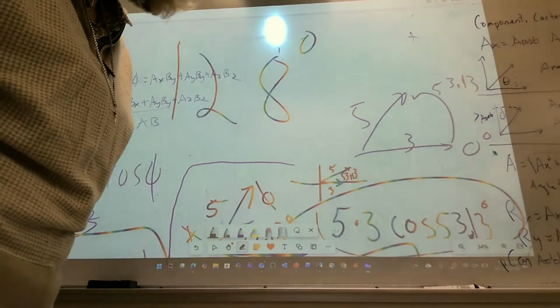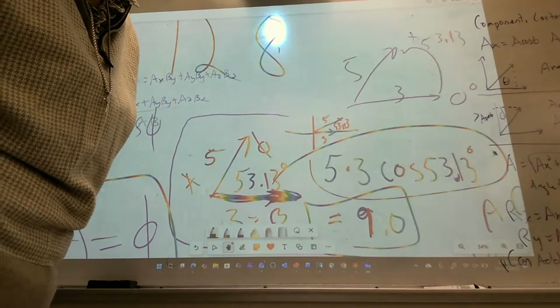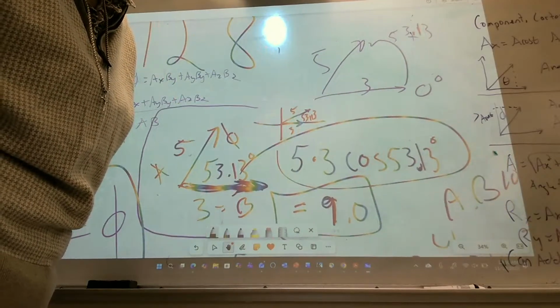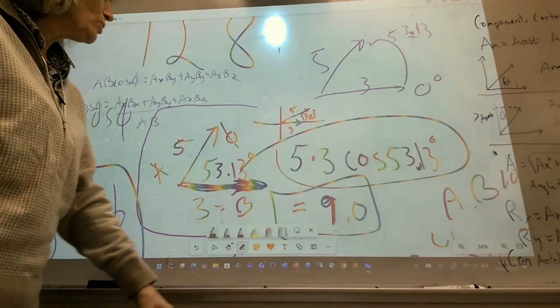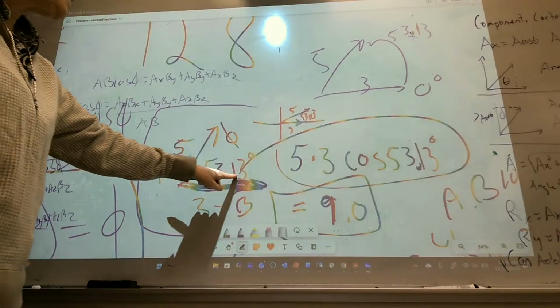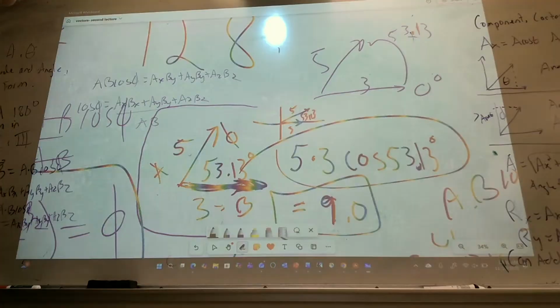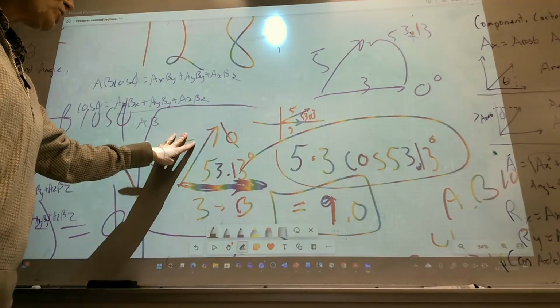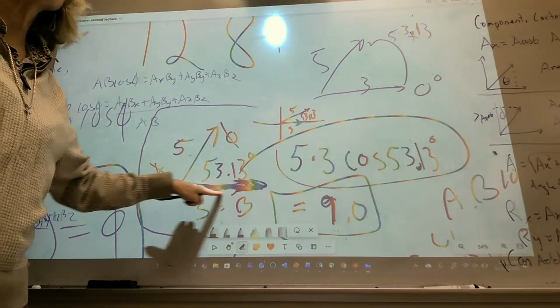Dakota, did you get this one? I got 9. Okay, good. We get 9. Now you have to get your components. We're going to use the other definition, ax times bx plus ay times by. So we're going to go 5 cosine 53.13, 5 sine 53.13, and get those components. You already have the components of this, right? Because it's horizontal.